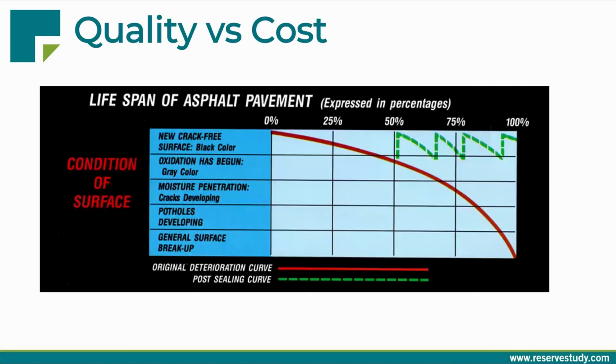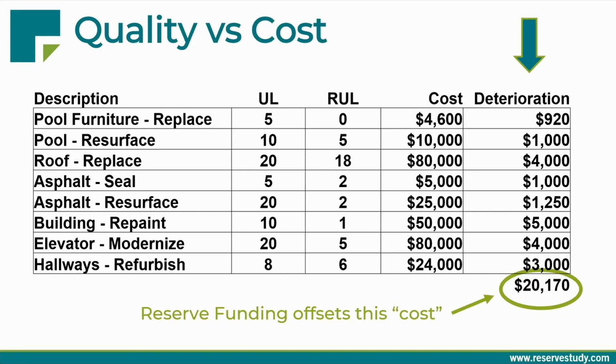I'd also like to point out on this chart that oftentimes the biggest project cost is not the most significant. You'll notice that the roof at $80,000 is less significant than your building repainting at $50,000. And again, it comes down to that useful life. The building repainting is coming up more often.